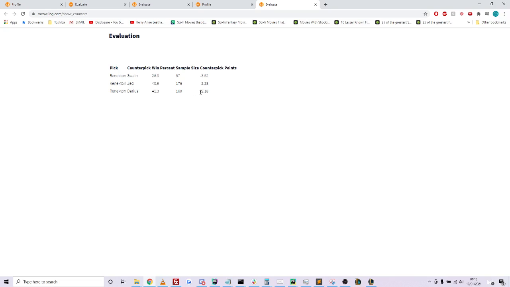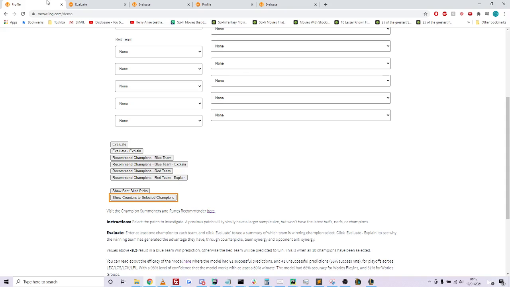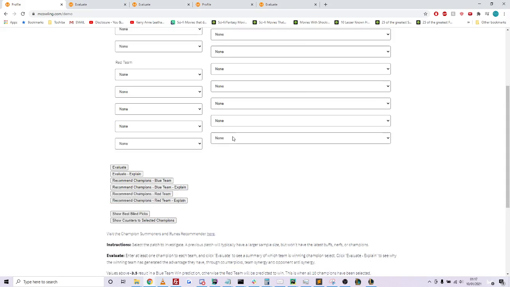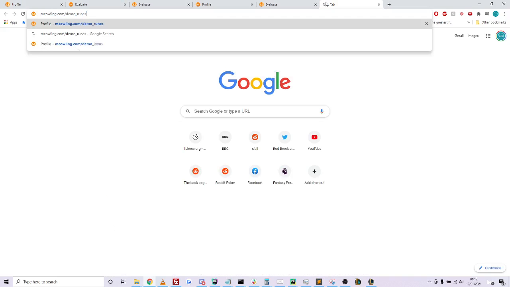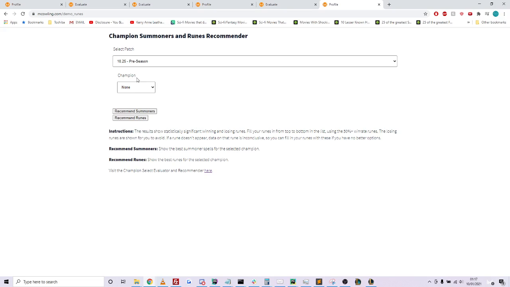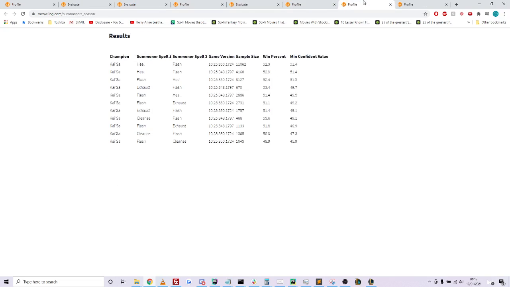And then yeah, these are the points you're giving up if the enemy team picks those champions. Cool. So that's champion select. Then we also have runes. So I'm on the preseason patch. Type in Kai'Sa. Select summoners, select runes.